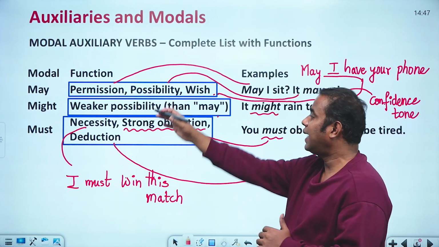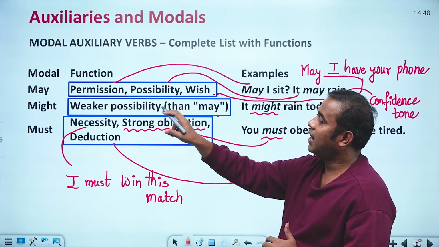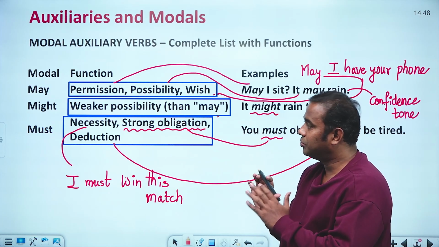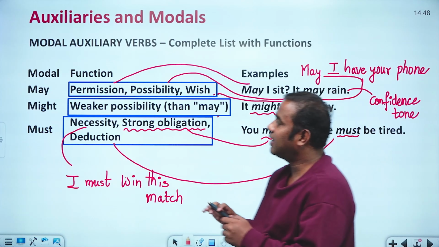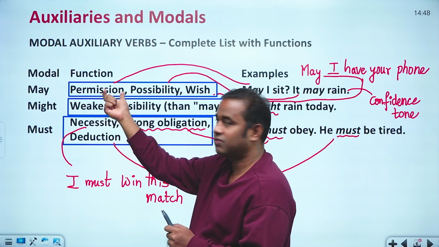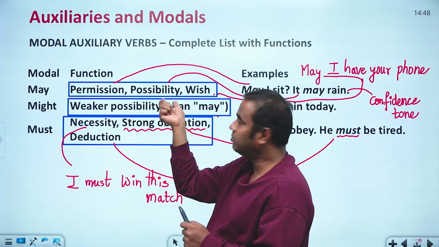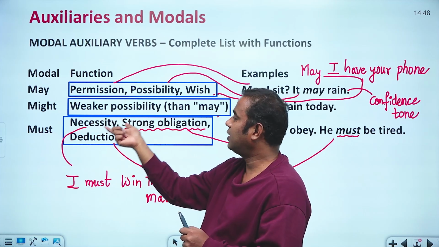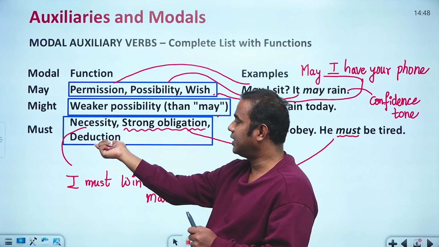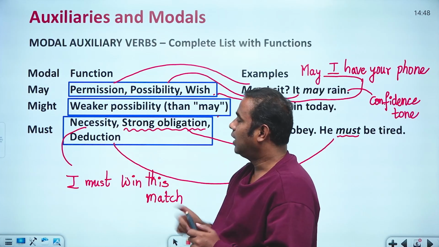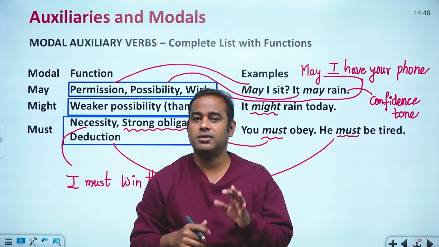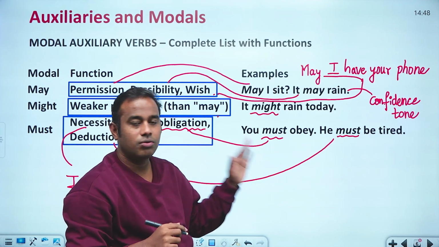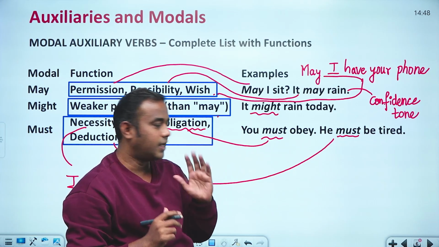So likewise, generally may, might, must are used. What you should do is understand the words here. May is used for possibility, politeness and wish. Might is used for weaker possibility. Must is used for necessity, strong obligation and deduction. Try to practice as many sentences as possible, but at minimum, go through this slide so that you get some idea of it.